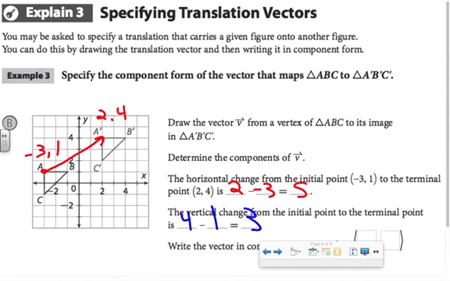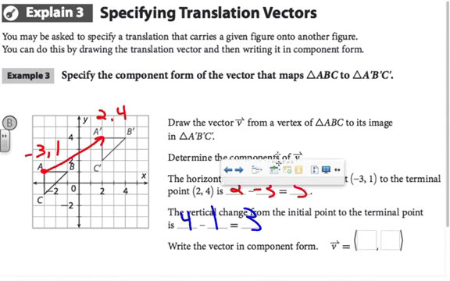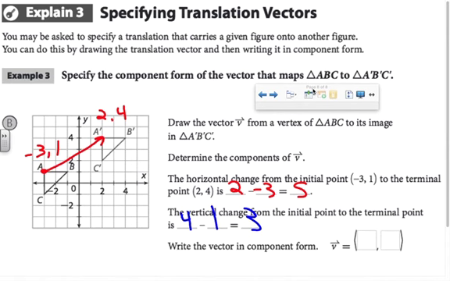So writing this vector in component form would be that this vector is 5, 3. So that gives me the vector by which triangle ABC was translated in order to yield A prime, B prime, C prime.